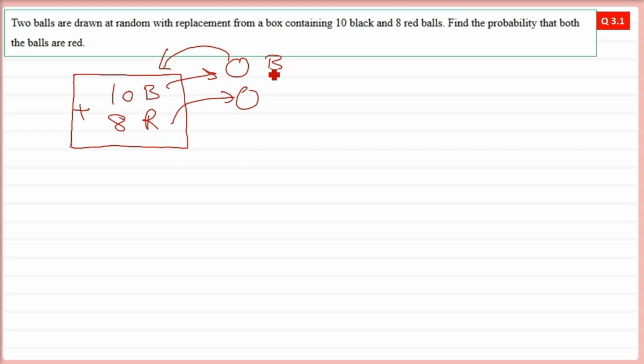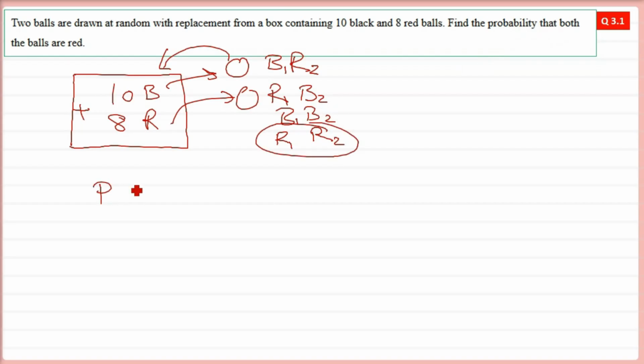So first black can come, second can be red, then red can come from the first drawing and the second will be black. First black, second black ball, and both the balls which we are picking up are red. So these are 4 possibilities. Let's call them 1 and 2 because 2 balls are being drawn one by one, or simultaneously also. Now the probability of red, for both being red, is R1 R2. It can be R2 R1, it can be R1 R2. They are both same. So these are independent events.